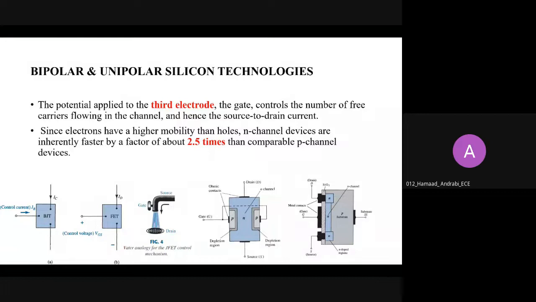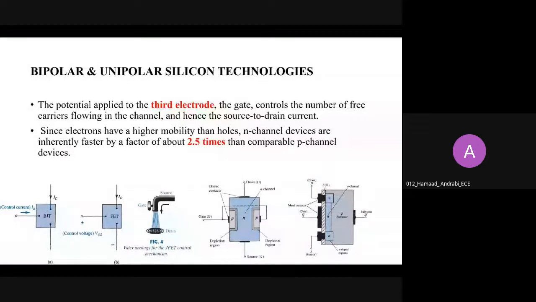Hence, whatever current flows through the channel, remember, the channel is the area between drain and source, and whatever current flows through the channel is known as source to drain current or drain to source current. Okay. And it is already seen, if you observe figure 3 A, B, and figure 4, that is marked on this slide, where it is mentioned water analogy for the JFET control mechanism. You can see that the water is coming from source and it is going to drain.